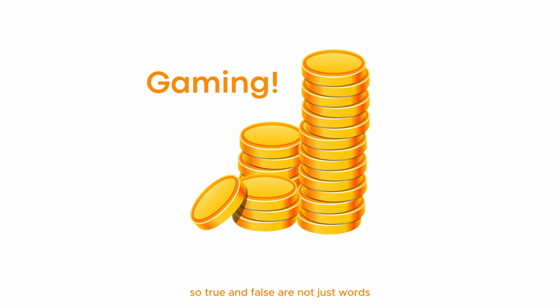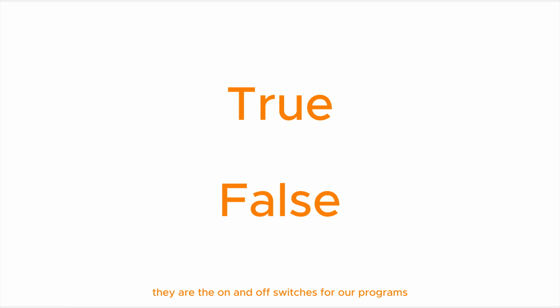So true and false are not just words. They are the on and off switches for our programs. They decide when to start a process and when to end one. In our upcoming lessons, you will see how we use this simple data type to build incredibly complex and intelligent logic.